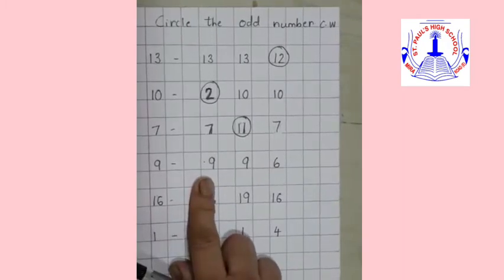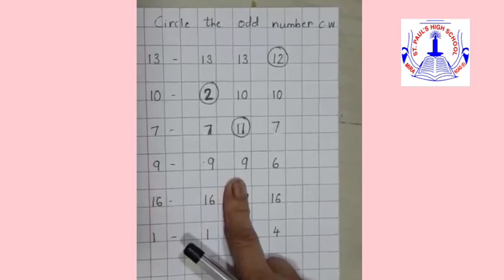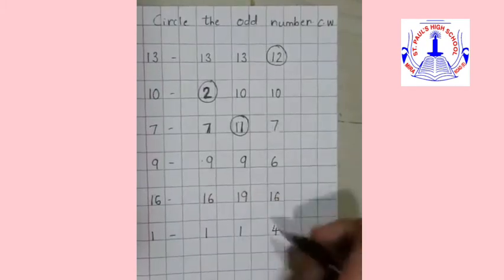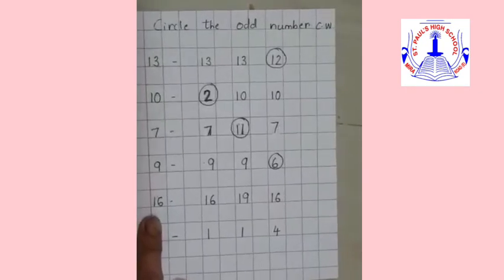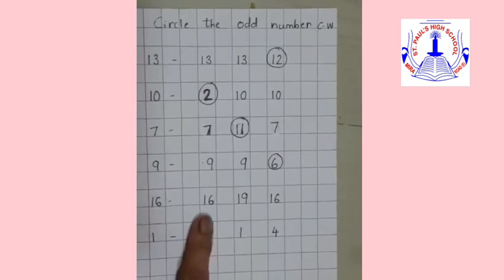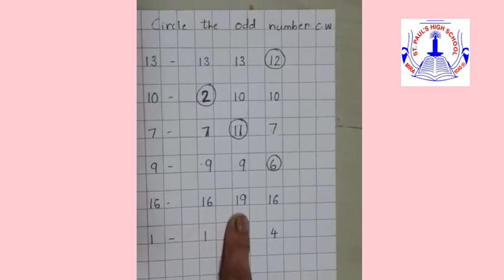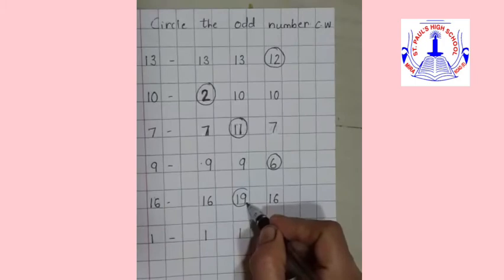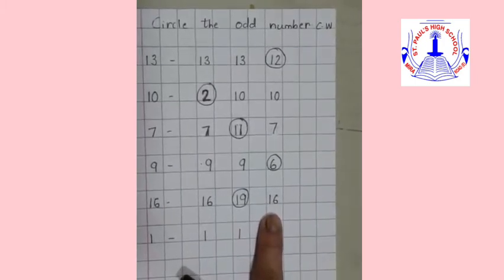Is this number 9? Yes. Is this number 9? No. So what are we going to do? Circle. Now, which number is this? 16. Is this 16? Yes. Is this 16? No. So what are we going to do? Circle. Is this 16? Yes.